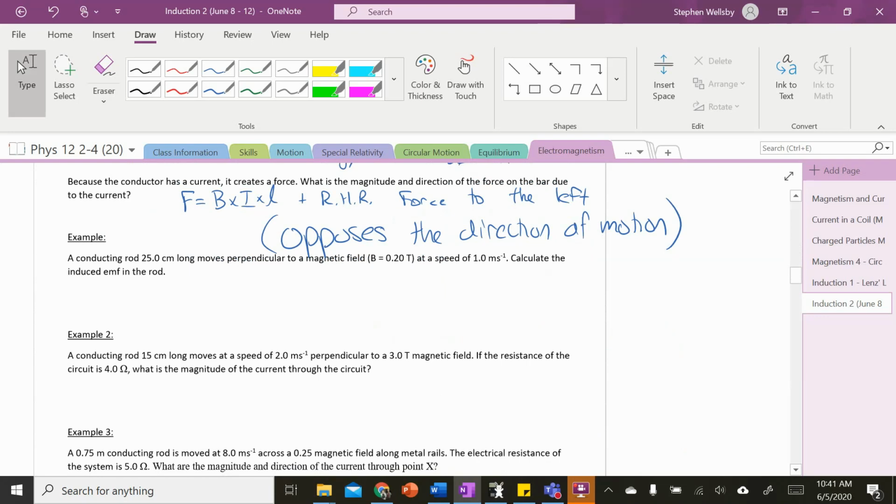So whenever you push a bar in a magnetic field, it's always going to produce a current which is going to oppose that motion. It's going to push back against you. So no free energy in this case here.